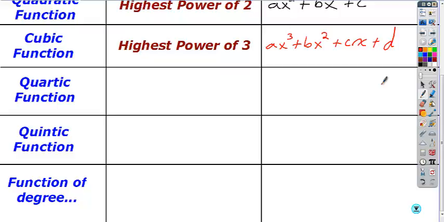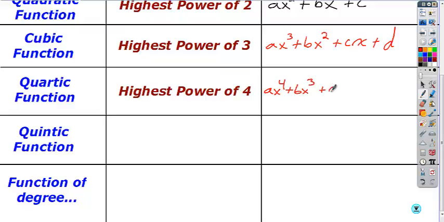So what about for a quartic? What does quart stand for? 4. Anybody know standard form of a quart? Perfect. So there you go. All right. Ax to the 4th plus bx cubed plus cx squared plus dx plus e. Any questions on quartic so far?